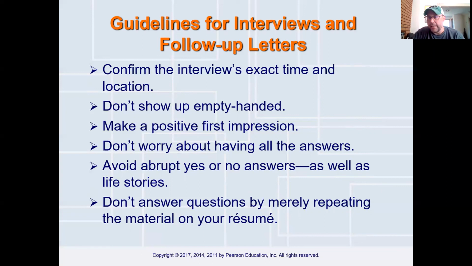Don't show up empty-handed. Make sure that you come prepared with information concerning yourself. This would be a great time to bring either your dossier or your portfolio for examples. And if none of that else, go in with a pen and a pad. Okay, take notes of your own. Don't worry about having all the answers. It's okay if you hit a point and don't know.